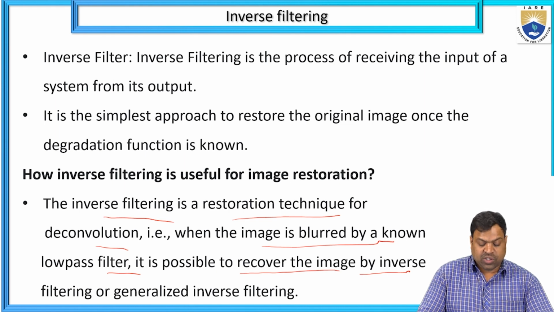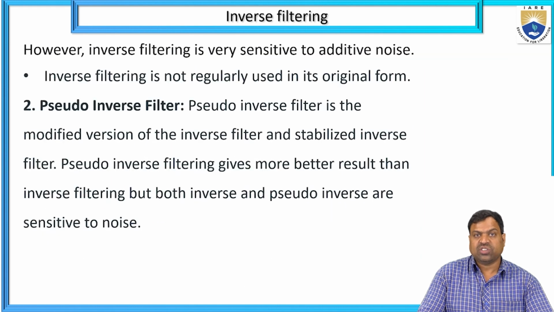Next, how useful is inverse filtering for image restoration? Inverse filtering is a restoration technique for deconvolution. That is, when the image is blurred by a known low pass filter, it is possible to recover the image by inverse filtering or generalized inverse filtering. However, inverse filtering is very sensitive to additive noise, and it is not regularly used in its original form.